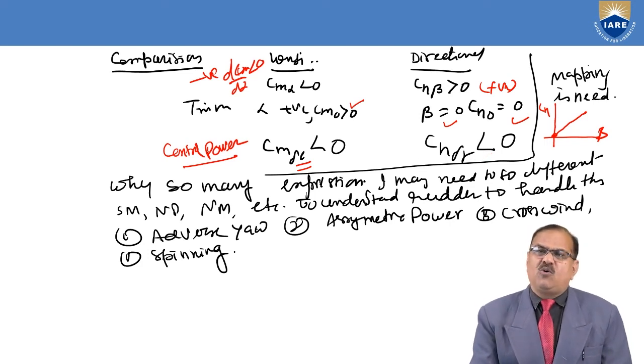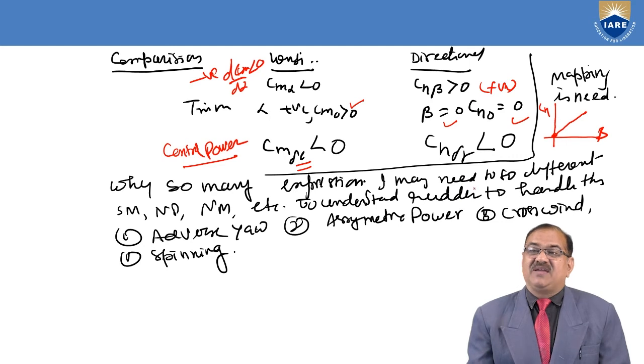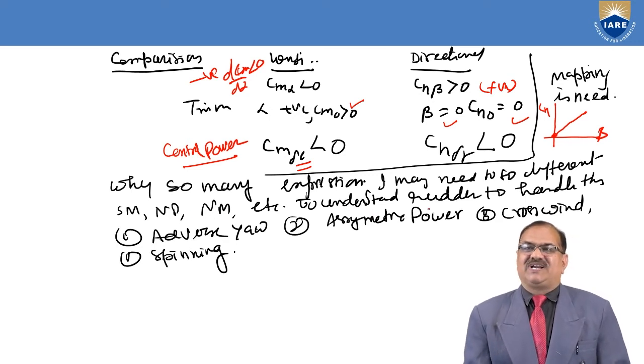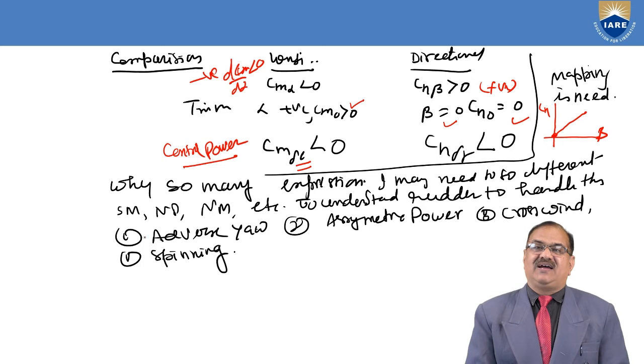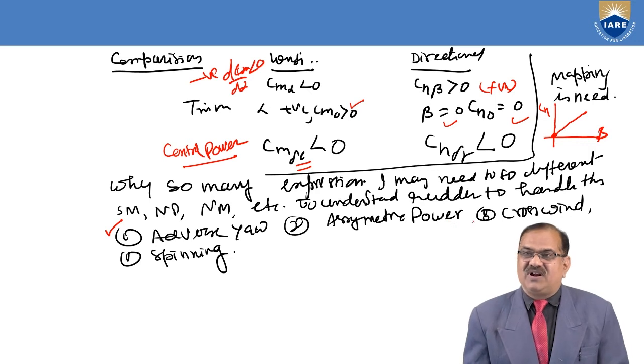So why do we need so many expressions? To understand the rudder and to handle adverse yaw. So we have to understand adverse yaw, then asymmetric power, and then crosswind and spinning.